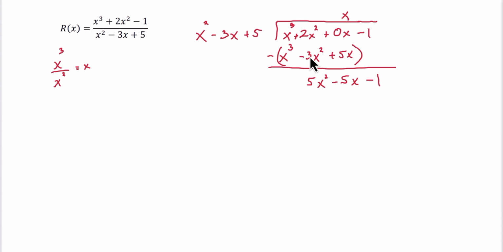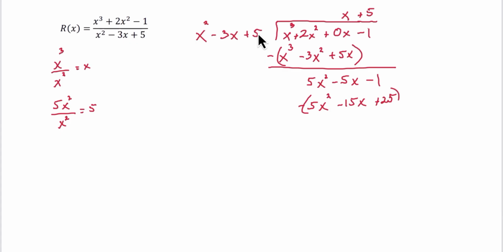And now we repeat this process. First term divided by first term. So in your head or off to the side, 5x squared divided by x squared gives us 5. So that goes in the quotient. And technically we're done at this point because the remainder is going to be ignored anyway. But just to continue practicing the division, 5 times x squared is 5x squared. 5 times negative 3x is negative 15x. And then 5 times 5 is 25.